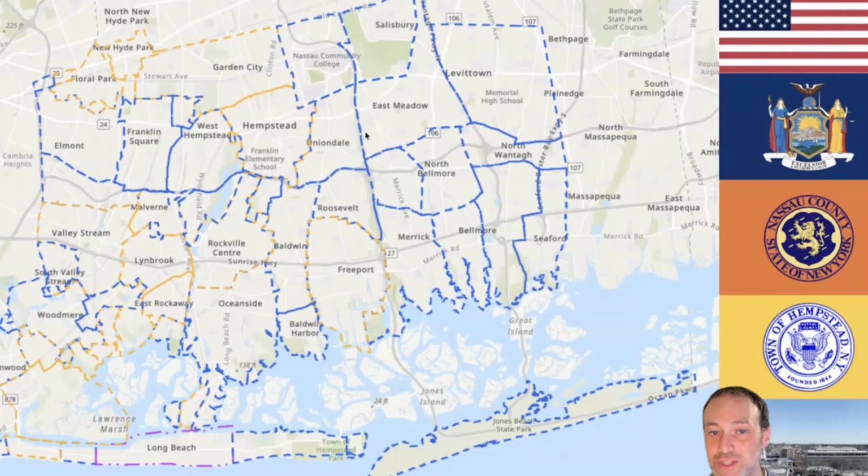It is composed of hamlets, which answer directly to the town, and incorporated villages, which have a certain degree of autonomy from the town. The town is located within the county of Nassau, within the state of New York, and this is a picture of the town hall.